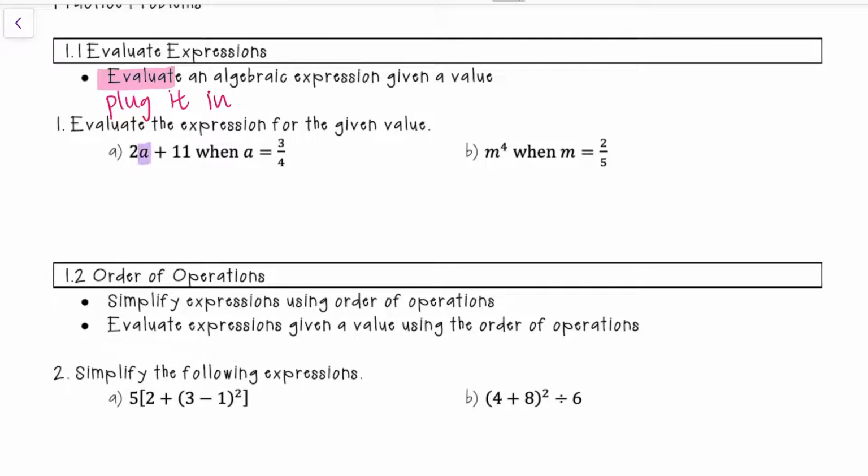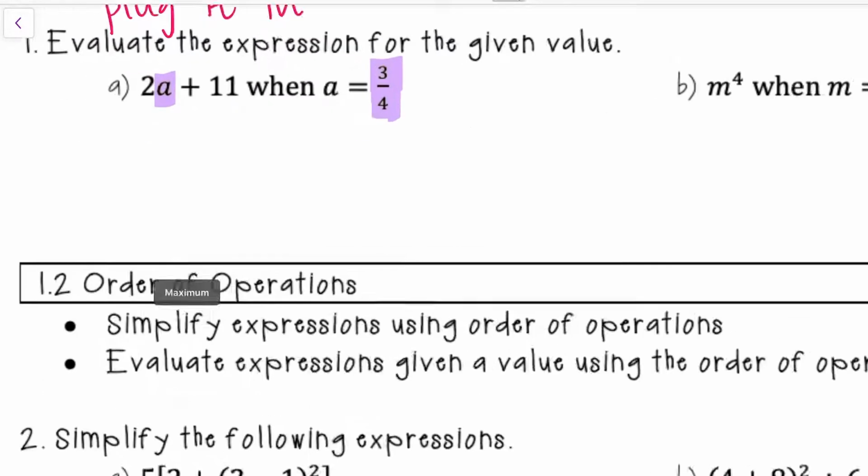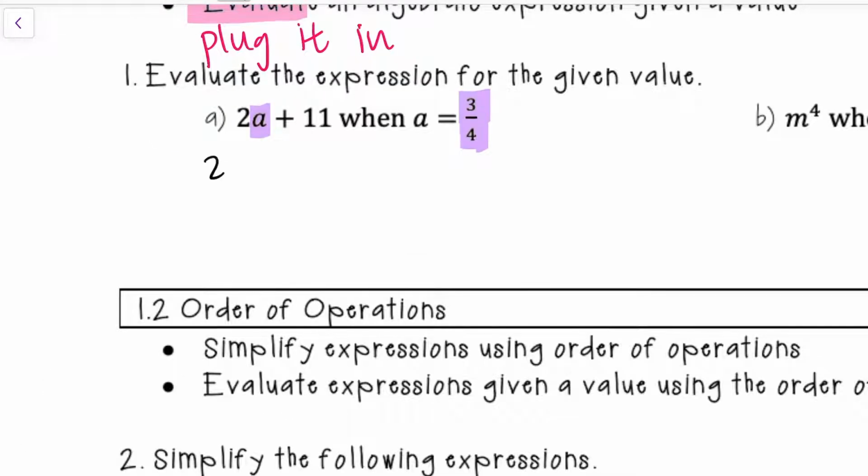So where we see an A in the first expression, we're going to replace it with 3/4. So then we've got 2 times 3/4 plus 11. And then from here, you need to show all of your work on the test. So I'm going to take the time to change that 2 into a 2/1 because that's how we multiply fractions. Multiplication needs to come before that addition.